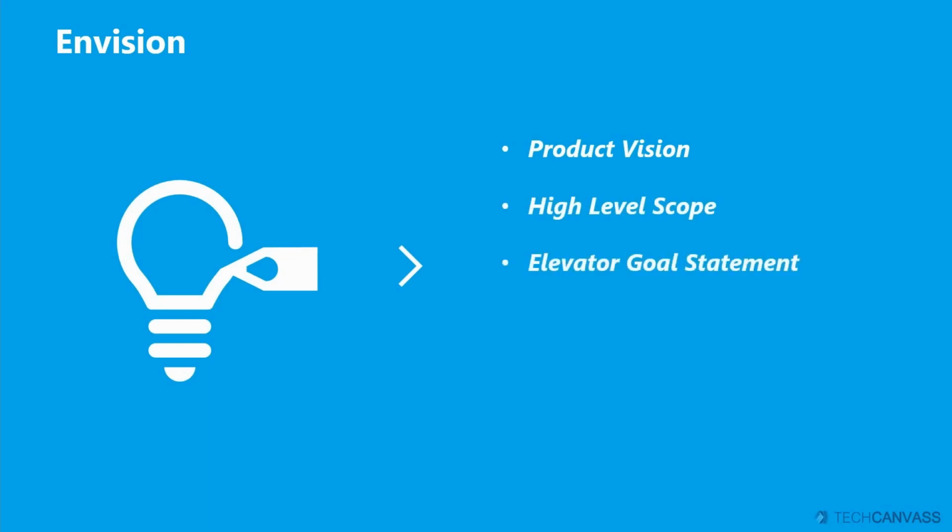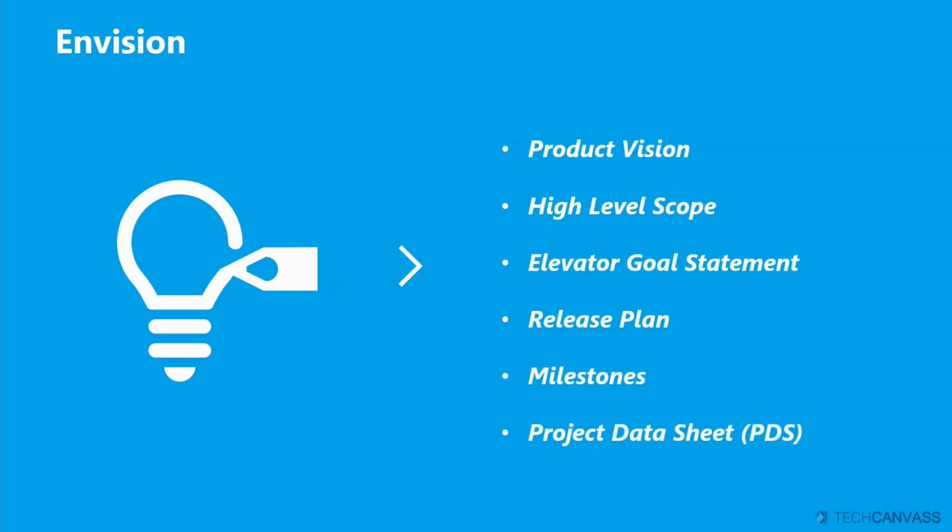In the envision phase, you typically create your product vision. You get your high level scope of the project. You also translate your elevator goal statement, also known as elevator pitch. You also create your first draft release plan, and you also publish the milestones of the project. And finally, you create something called project datasheet, which we'll look at in a minute.